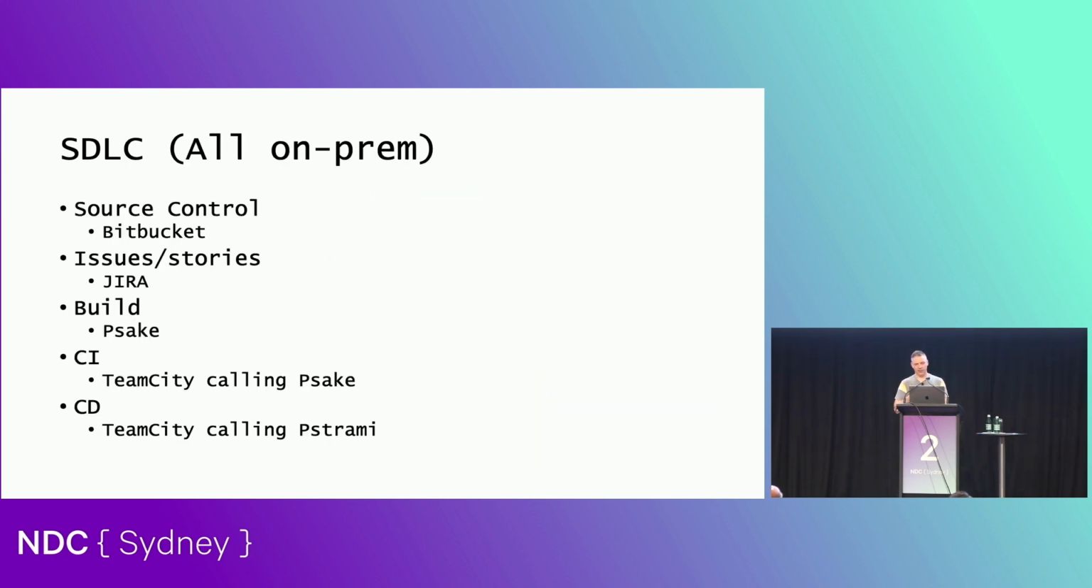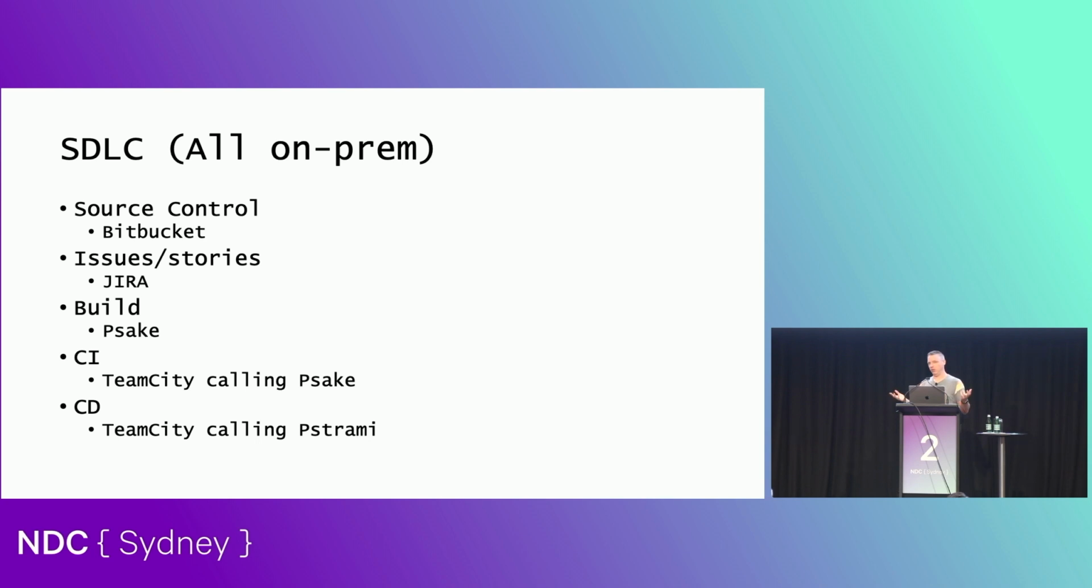And then finally, looking at their software development lifecycle, this was another one of those things: if they're modernizing their applications, should they also modernize their application lifecycle tooling? Because their systems were on-prem, all their SDLC tooling was also on-prem. They were using on-prem Bitbucket and on-prem Jira. For build, they're using Pasaki, PowerShell, whatever. And for build and deploy, they had on-prem TeamCity doing both, calling Pasaki, and the CD was calling something called Pastrami.